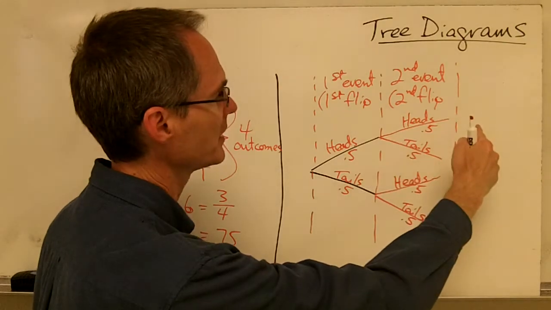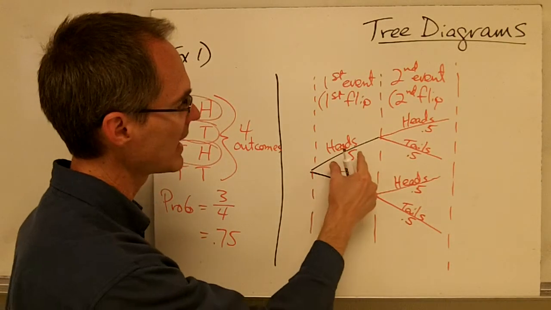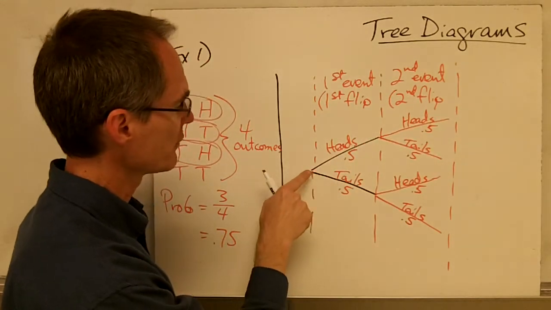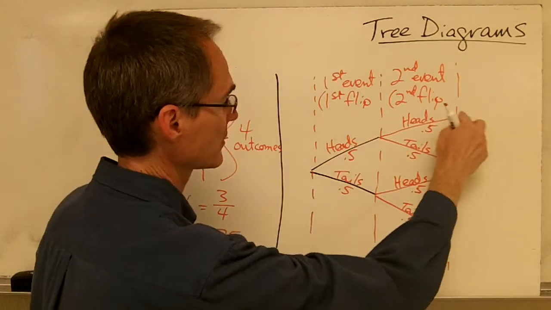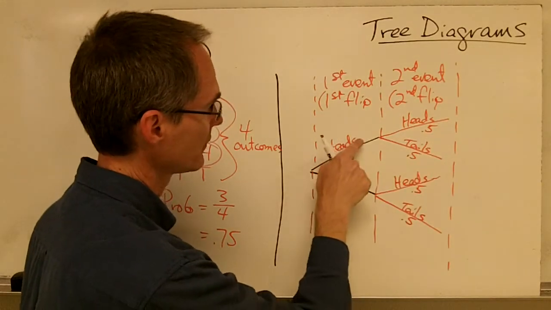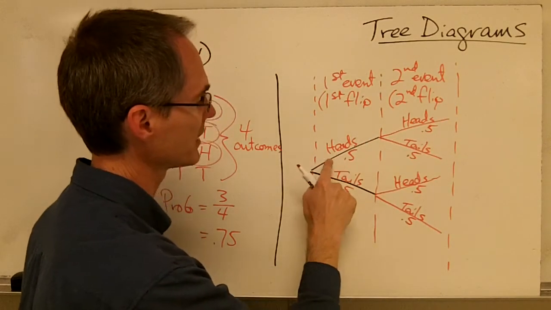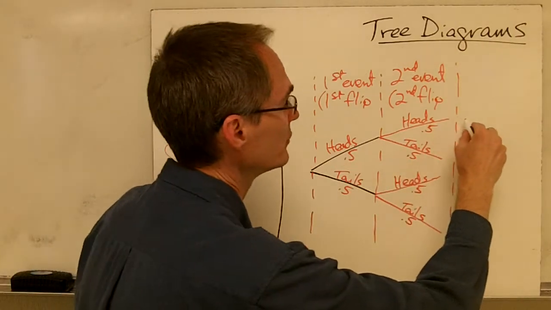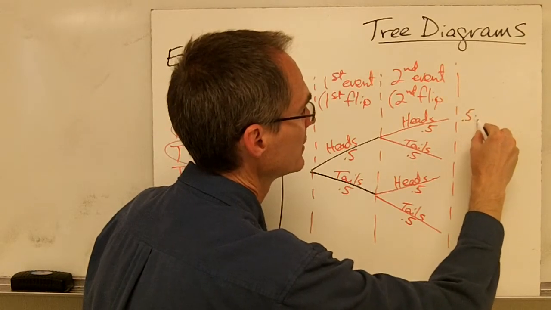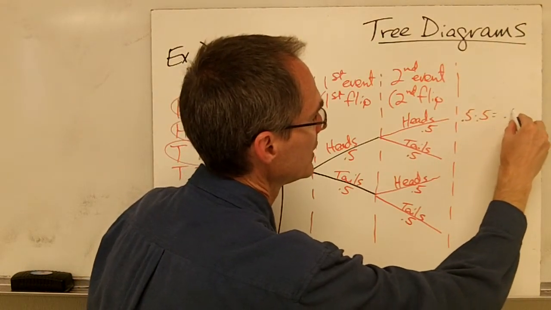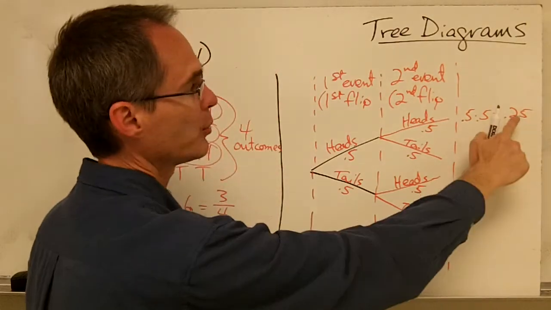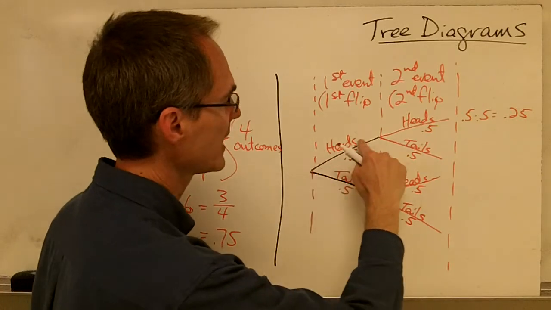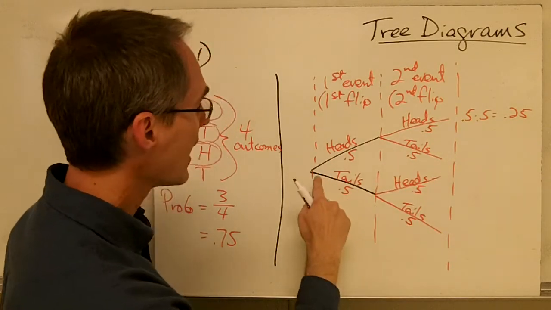And the way I calculate the probability of each one of these is I just multiply the probabilities going along each set of branches. So for this first set of outcomes here, if I get heads on the first flip and heads on the second flip, well, the probability of that happening is going to be 0.5 times 0.5, which equals 0.25. So I've got a 0.25 chance, a 1/4 probability of getting heads on the first flip and heads on the second flip.